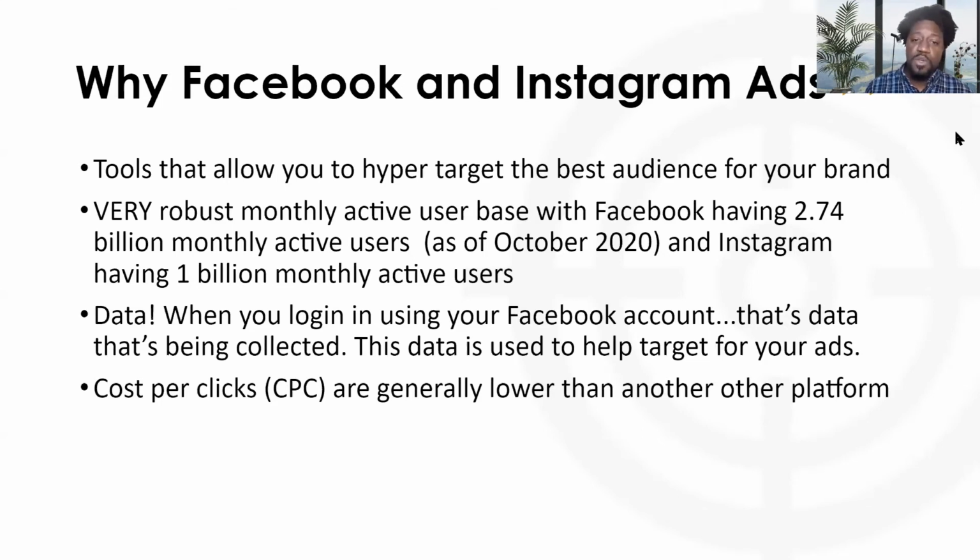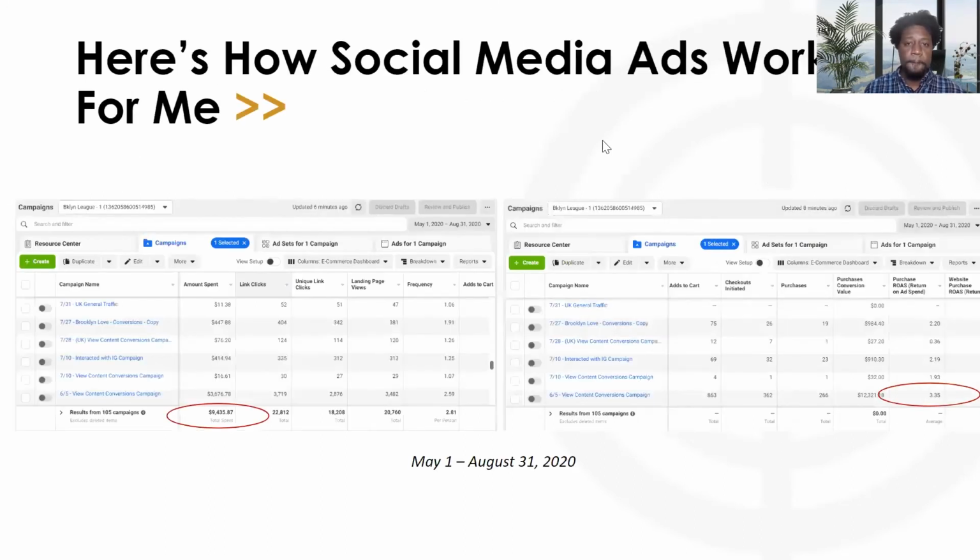The next is cost per click, which is generally lower than on any other platform. This is a little snapshot of my dashboard last year on Facebook and Instagram for my ads. On the left-hand side, you'll see the total spent, the amount of money I spent, was $9,435.87, between May 1st and August 31st, 2020. But if you look to the right side, under the column that says purchase ROAS, return on ad spend, you will see a 3.35. So 3.35 times the number that I spent is the amount of money that I made on my return. I want to take you into a look at my dashboard on Shopify to see how this pans out and how eerily it matches up.